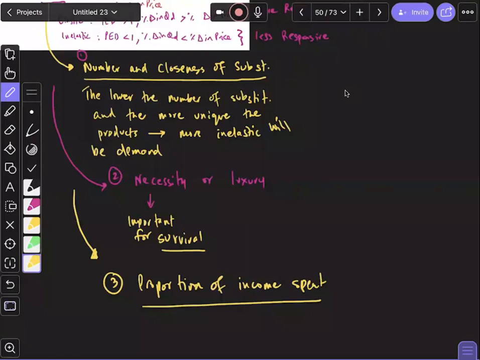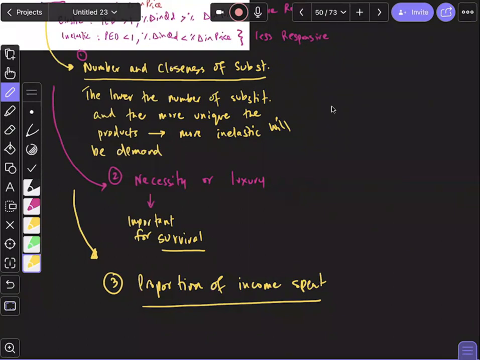So if you are somebody who spends a very large proportion of your income on a particular good, then that good becomes for you kind of like a normal good. But also the good is such that once the price of that good goes up, you will be very, very sensitive to it, and you might cut down quantity demanded much more.